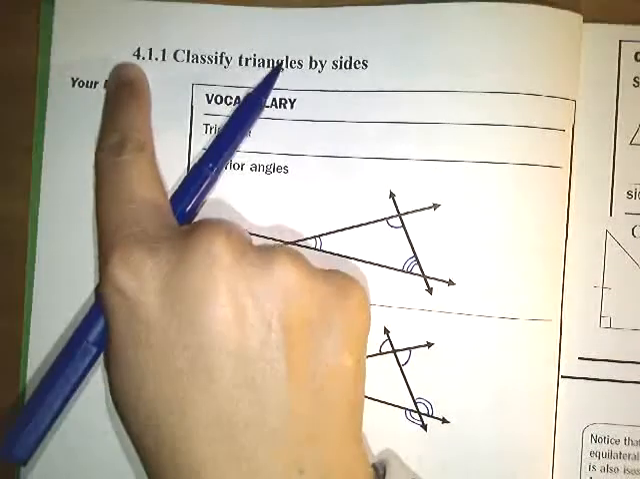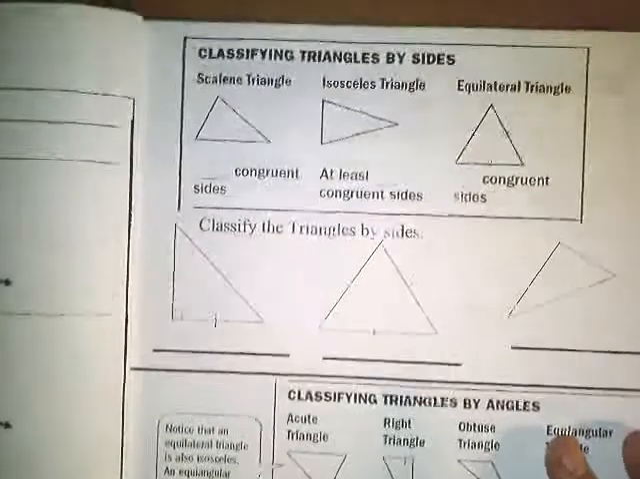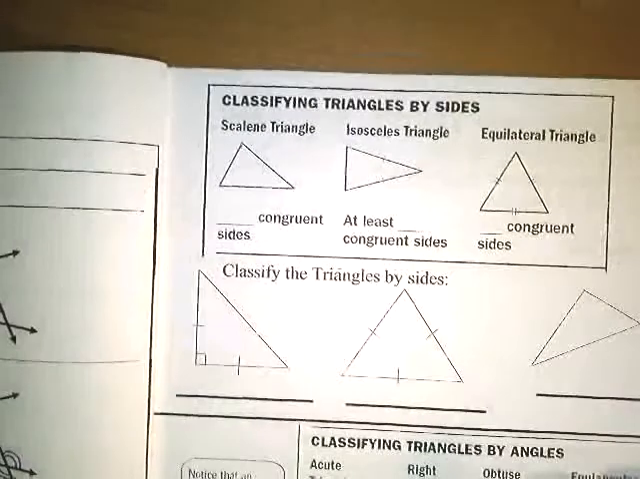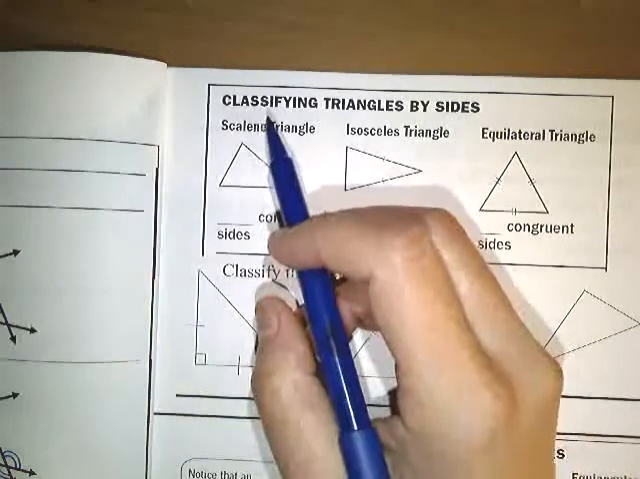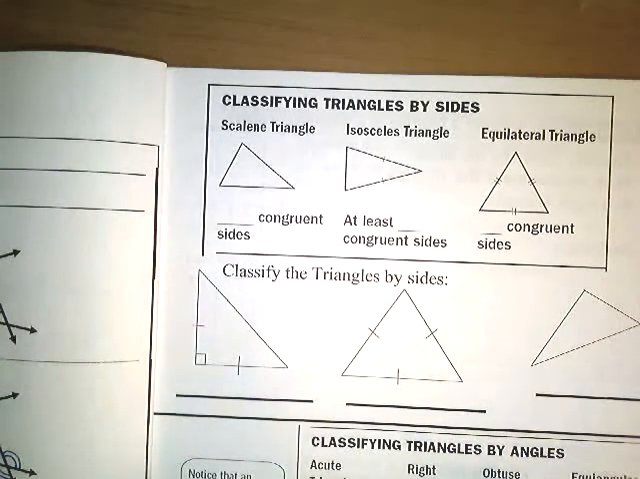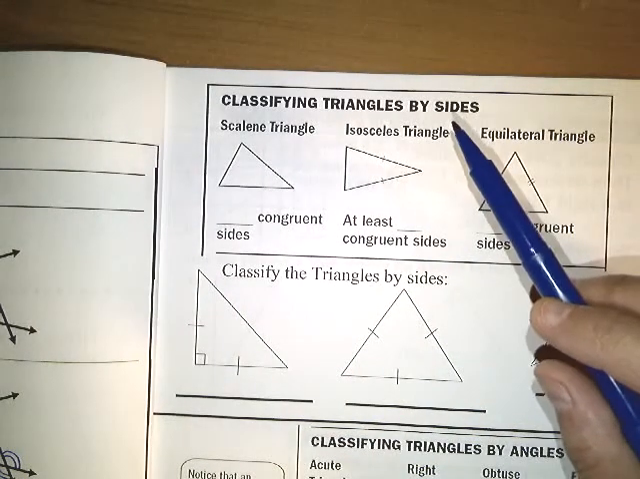So in this section, Chapter 4, Section 1, Part 1, we're talking about classifying triangles. There's several different names that we can give triangles based on their classification, and they fall into two categories. One is looking at just how long the side lengths are on a triangle.